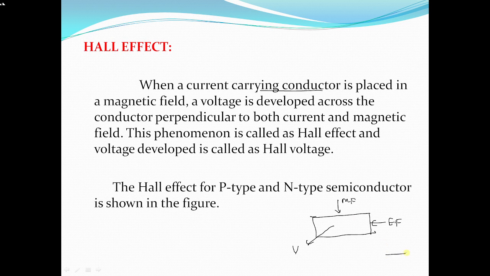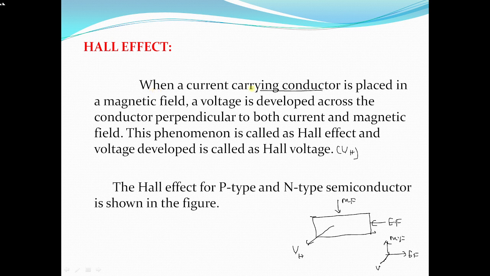So the electric field is applied on the x-axis. The magnetic field is applied on the y-axis. Then voltage is produced in a direction perpendicular to the electric field and magnetic field. This phenomenon is called the Hall effect, and the voltage developed is called the Hall voltage, which is represented by VH.